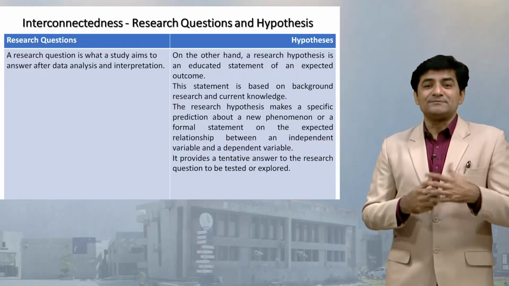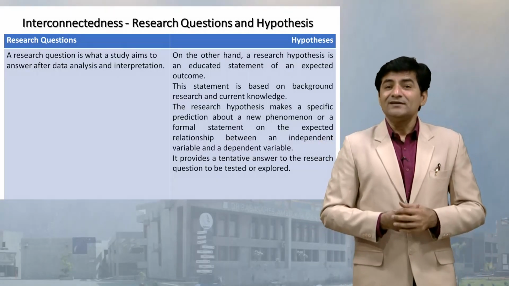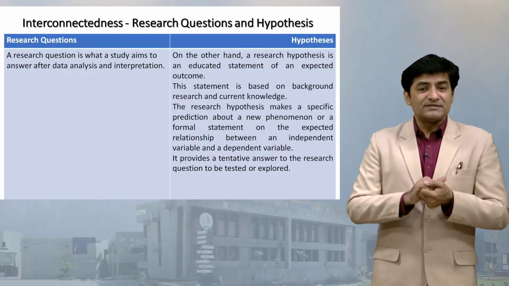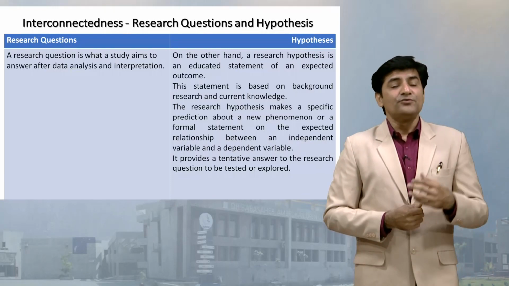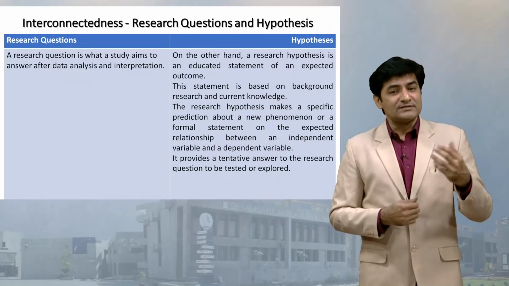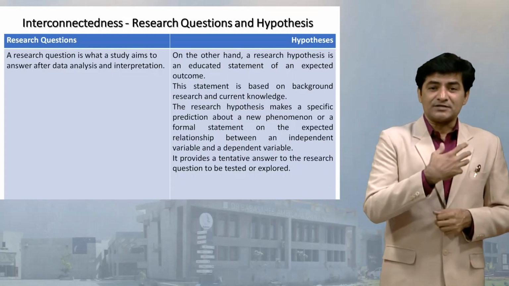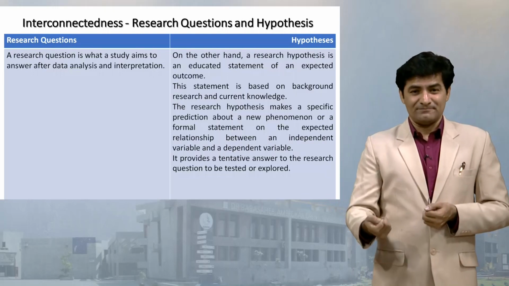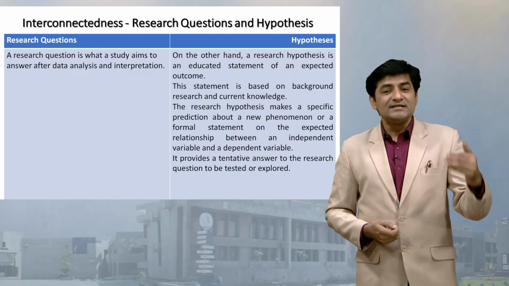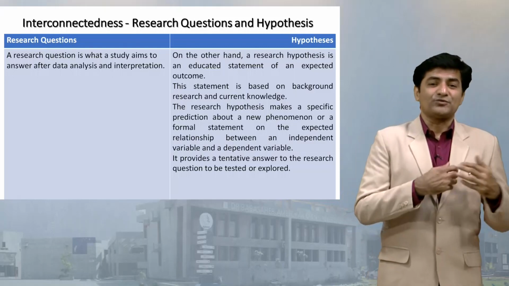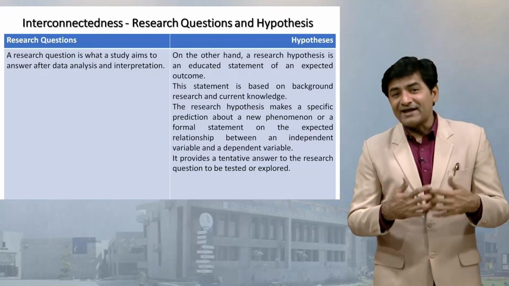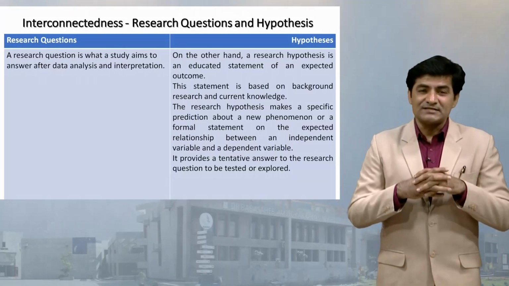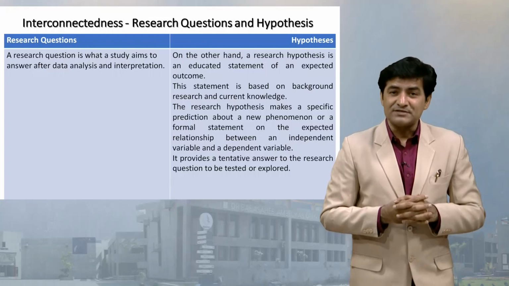This statement is based on background research and current knowledge. The research hypothesis makes a specific prediction about a new phenomenon or a formal statement on the expected relationship between an independent variable and dependent variable. It provides a tentative answer to the research question to be tested and explored also. Now, this again makes a very interesting distinction between qualitative and quantitative research.